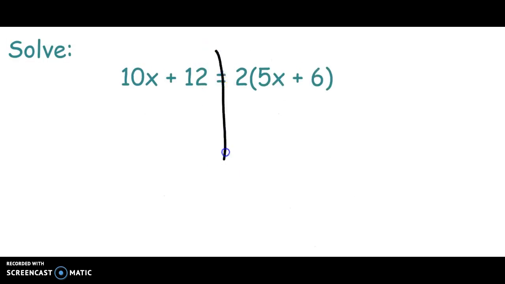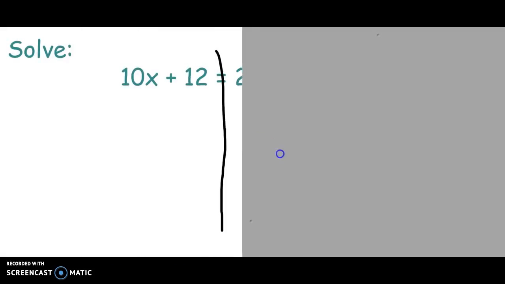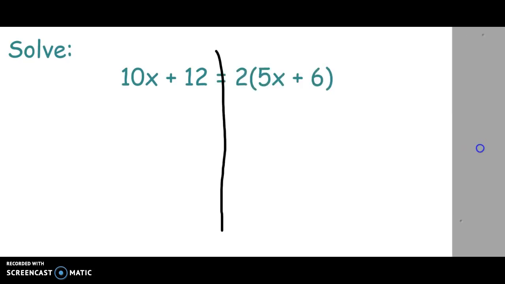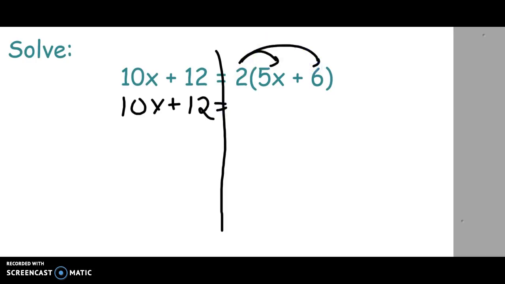Let's look at the next example. We have 10x plus 12 equals 2 times the quantity 5x plus 6. Again, looking at the left side, we ask ourselves if we can simplify. And we can't, so we look at the right side. And we can use the distributive property to simplify. I always start left to right and work my way over. So 10x plus 12, I don't do anything to that. I leave that alone. And then I use the distributive property to multiply. So I have 2 times 5x is 10x, and 2 times 6 is 12.